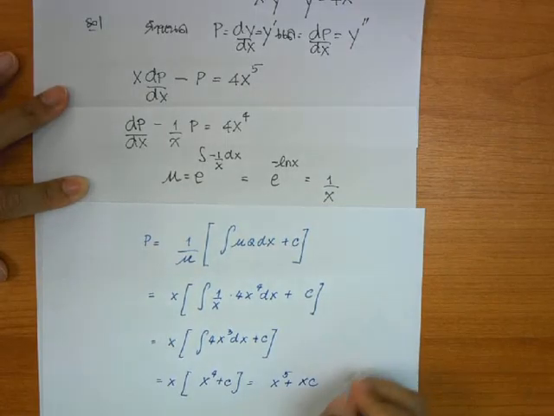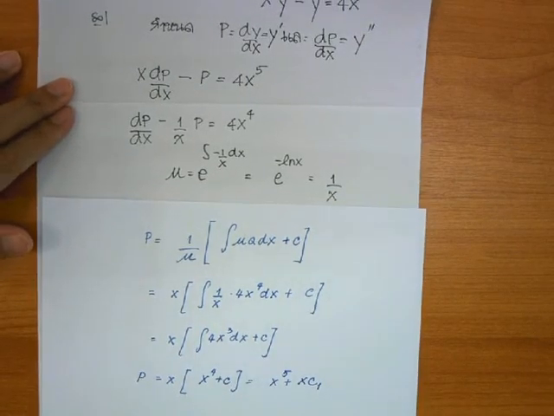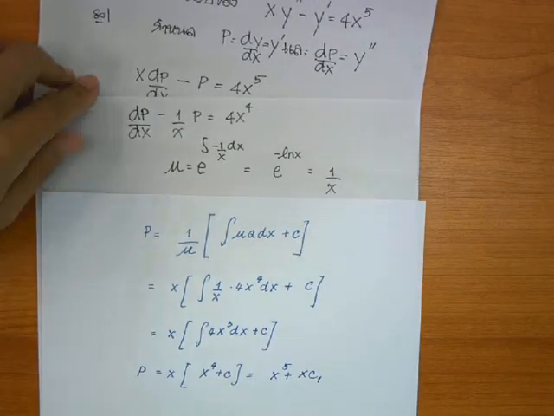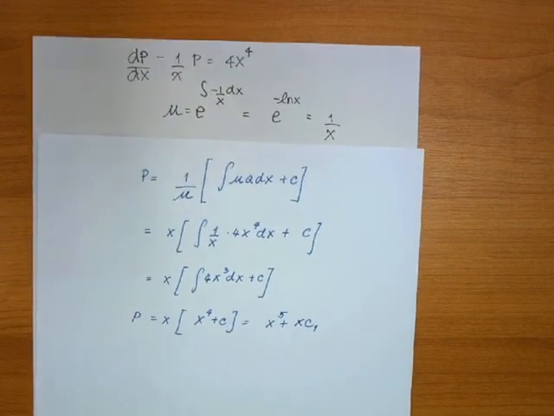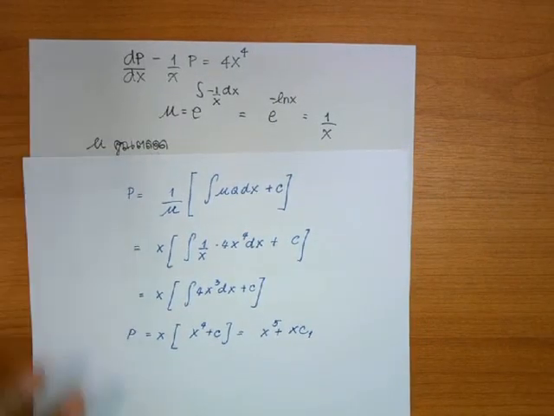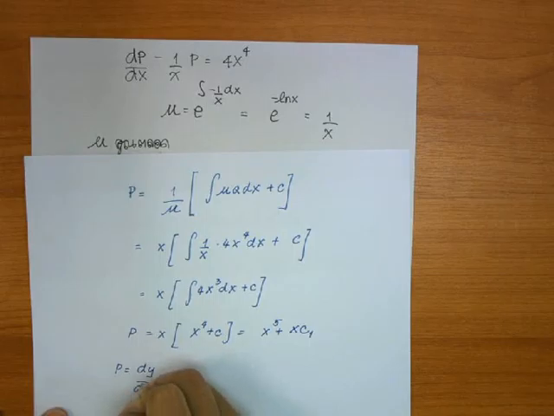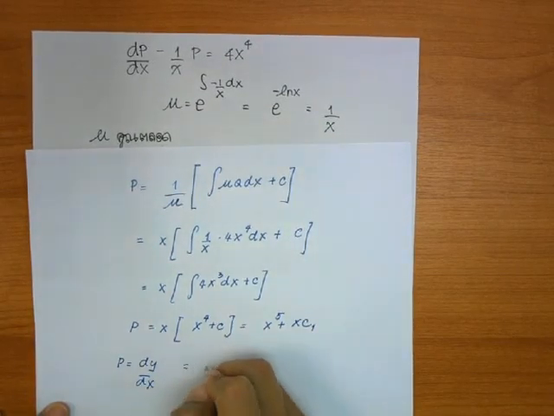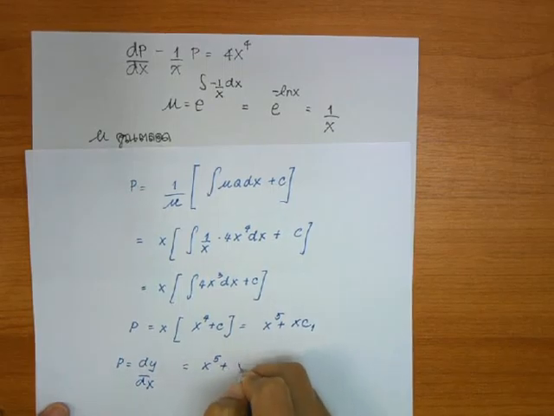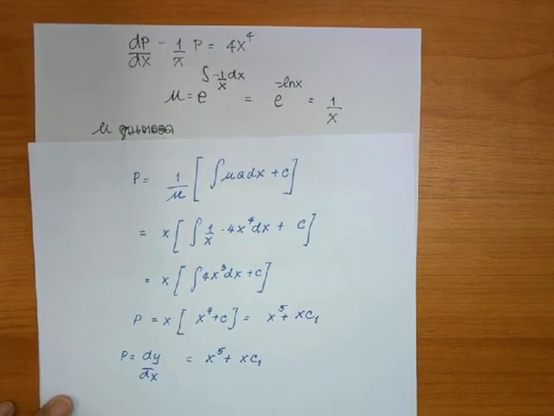I would put it as a c1 because we know that we have to integrate more. It's not done yet, right? And we know that p is equal to dy by dx, which is equal to x to the power 5 plus x c1. Can we find y now? Yes.